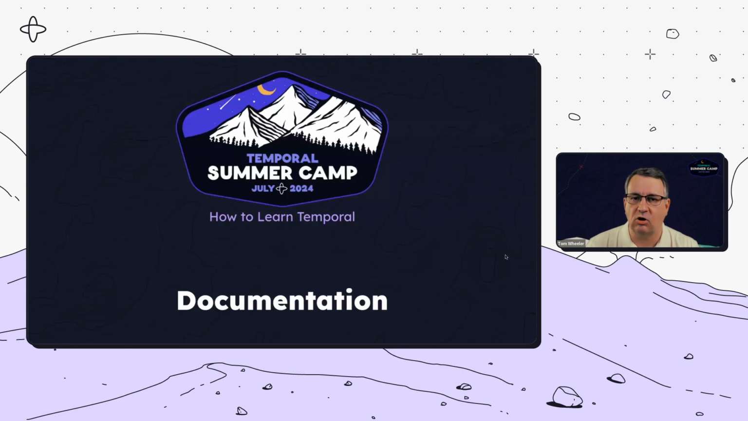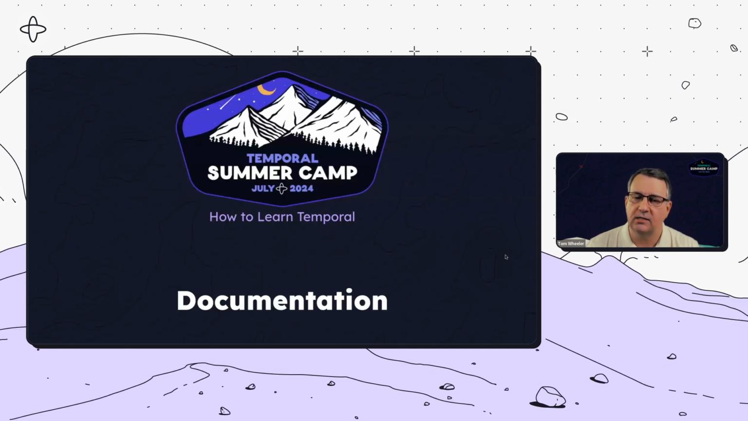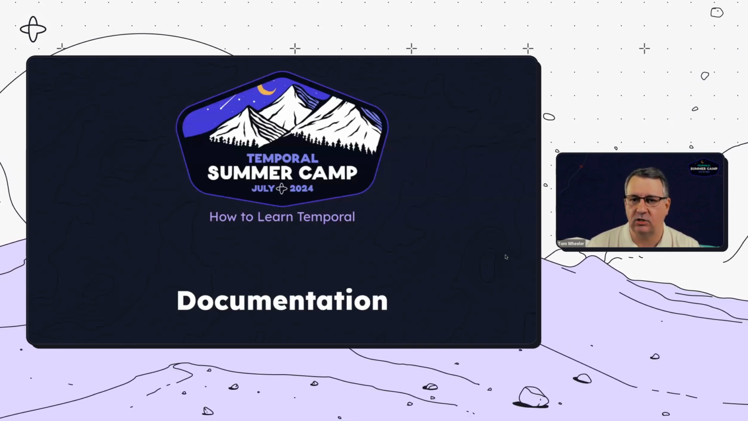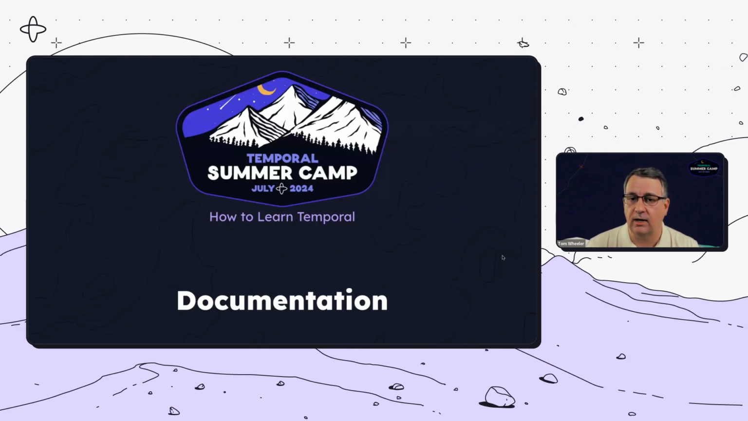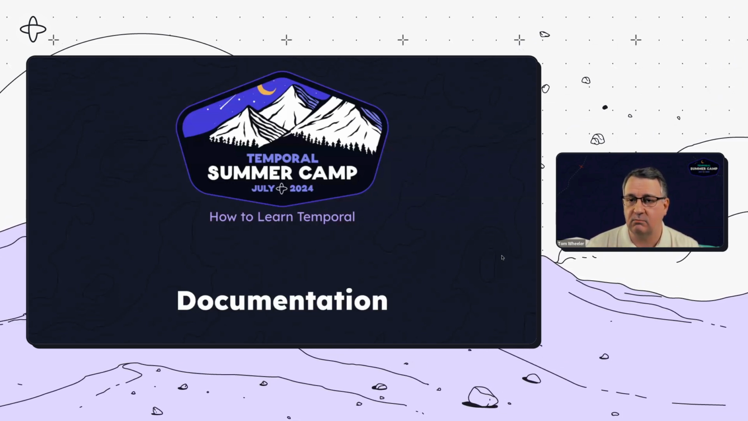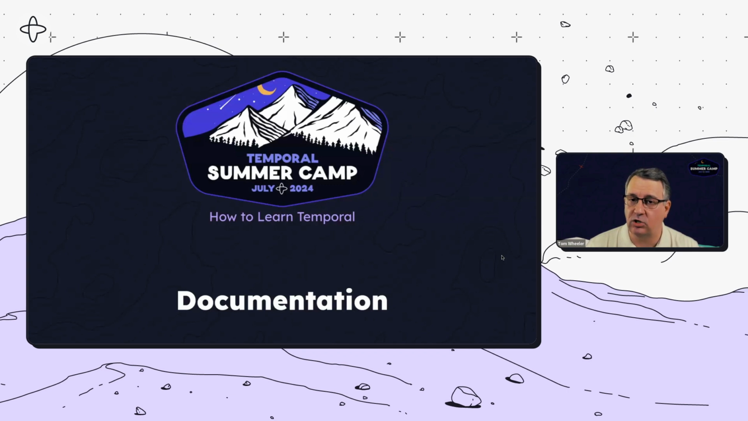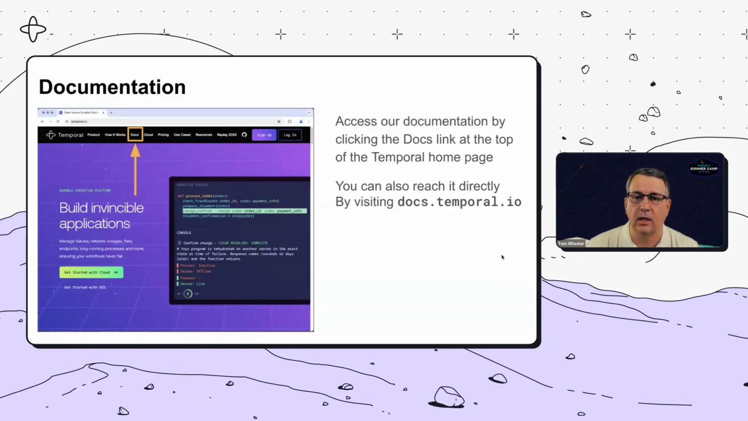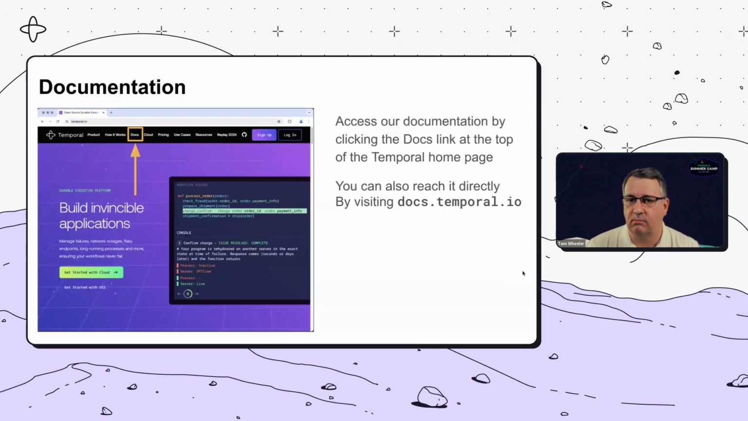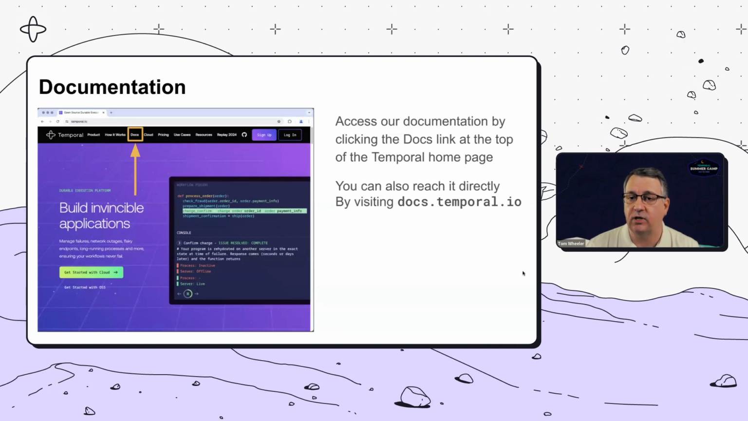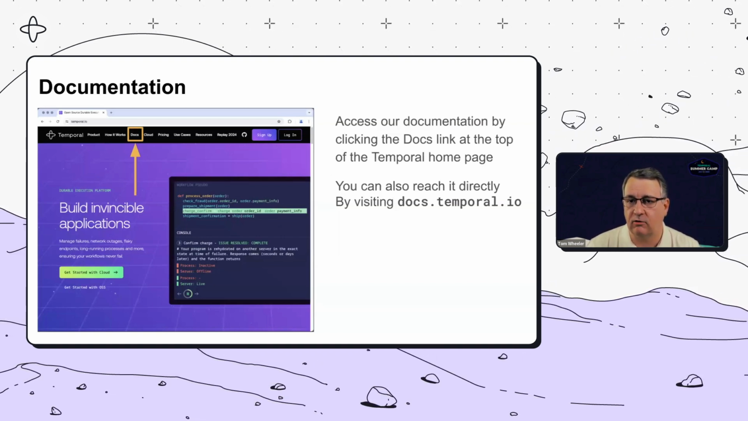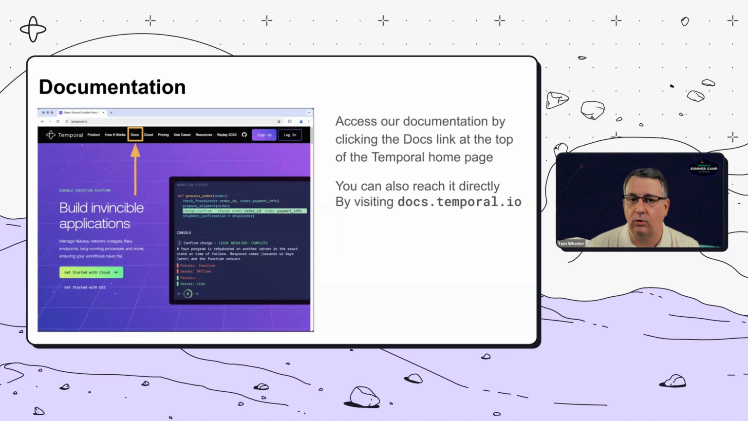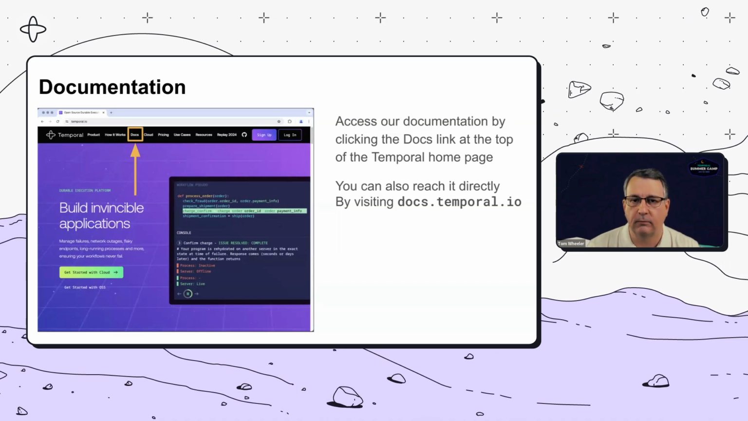All right, let's get started with the documentation. Temporal has extensive documentation, and even though I'd imagine that most of you have already seen it, I think this is a great place to begin because I've got some tips that can help you find the information you need when you need it. You can find our documentation by following the docs link at the top of Temporal's homepage. You can also go directly to the documentation by entering docs.temporal.io into your browser's address bar.